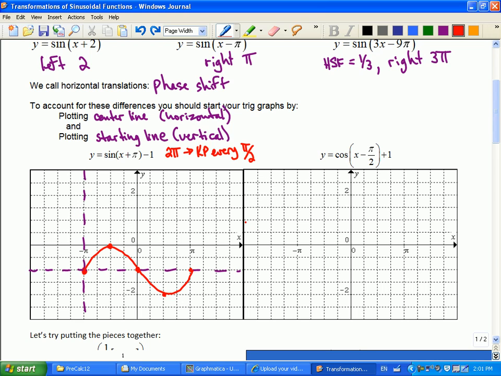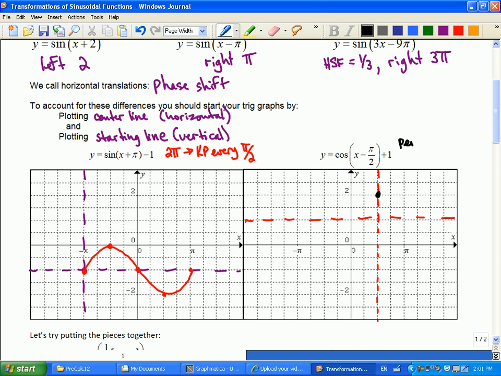Okay, so I'm just going to put my graph up here. If you're not done yet, you can just catch up. But here's where I would mark my center line and my starting point. And normally the cosine is going to start one above its center. So normally the cosine will start there. Okay? So now I'm ready to talk about where my key points are.